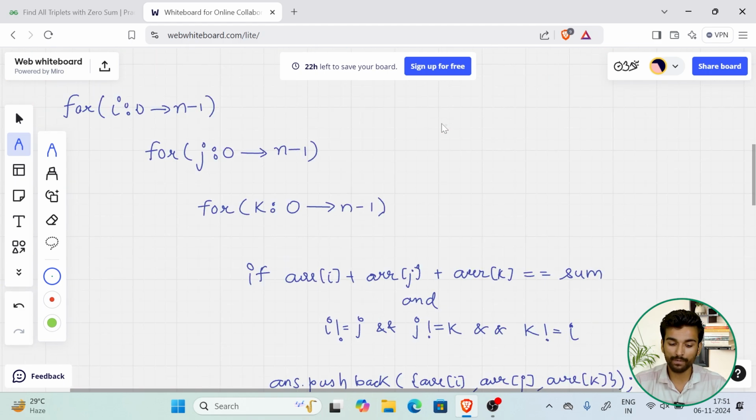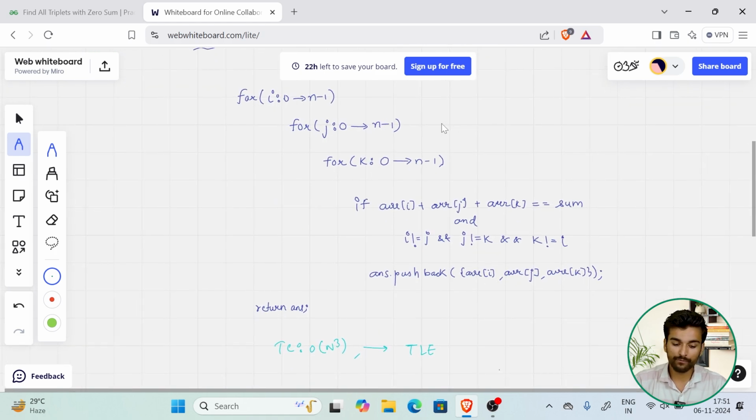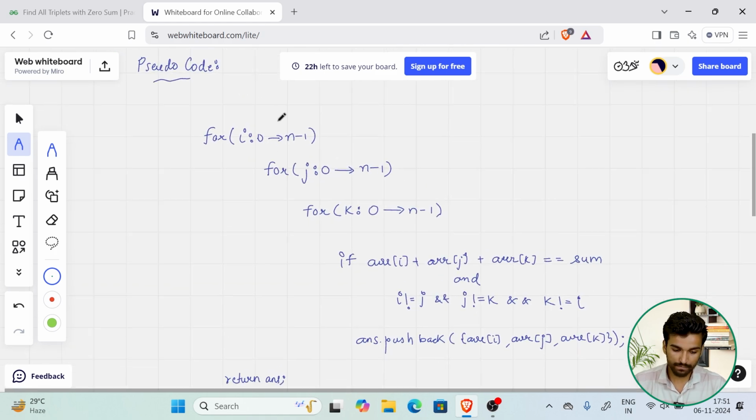So how we are going to implement this? That's the pseudocode for the brute force approach. So what we are doing here? First of all, we are running a for loop from 0 to n, and we are taking index i. The outer for loop is running n times.